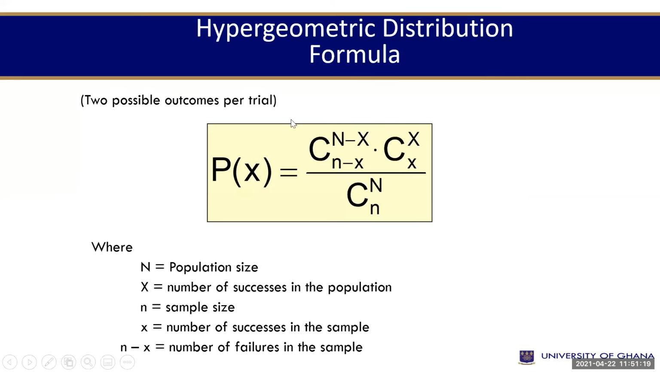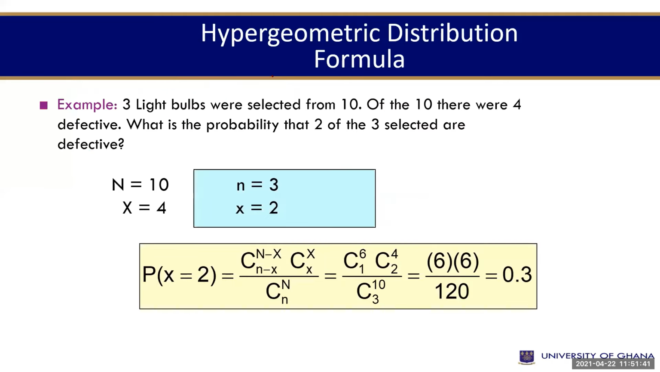Then for hypergeometric, like I said, two possible outcomes per trial, unlike the binomial where we say that there will be either no outcome, one outcome, two outcomes, three outcomes or more. Hypergeometric looks for situations where we have only two possible outcomes per trial.